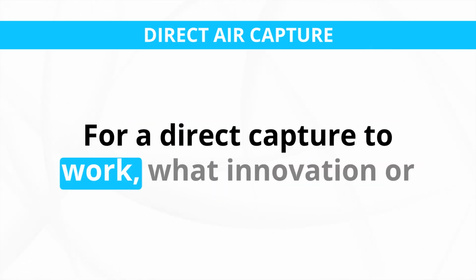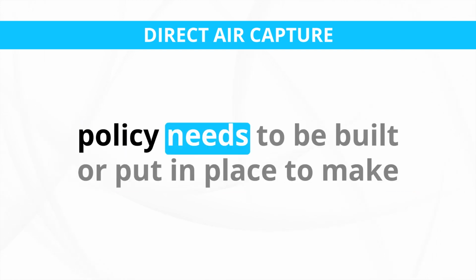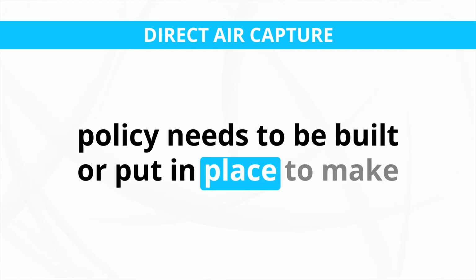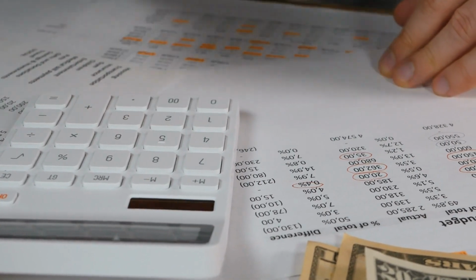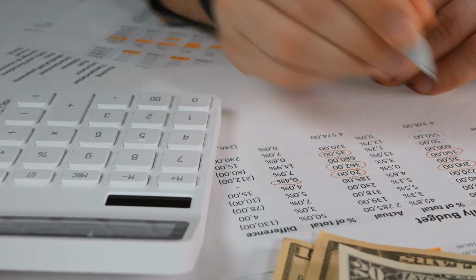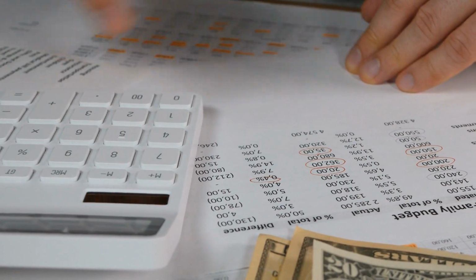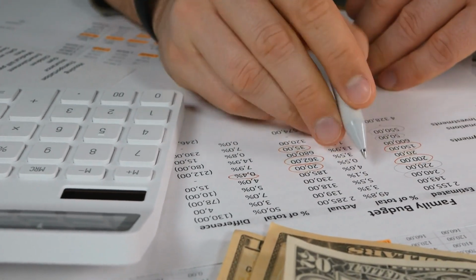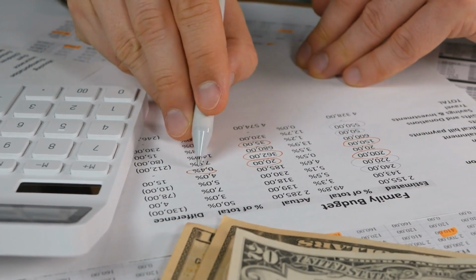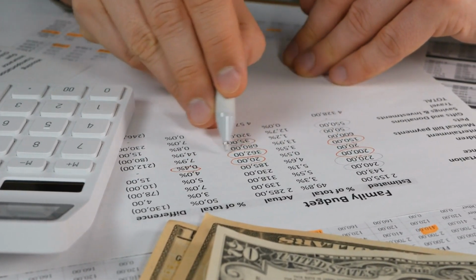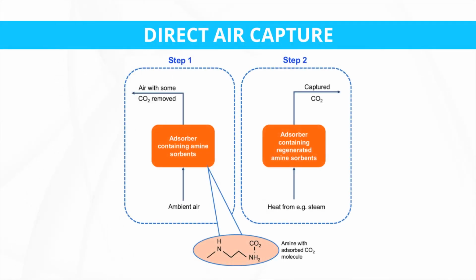For direct air capture to work, what innovation or policy needs to be built or put in place to make it an effective solution? So the cost needs to come down a lot for it to be an effective, scalable solution. So you hear a lot of focus on about $100 a ton. So that means if DAC is now about $800 a ton, we need an eightfold plus decrease in price. So for that to happen, we will likely need two things. DAC has kind of two broad parts of its process. One is the capture, and then the second part is the regeneration step.